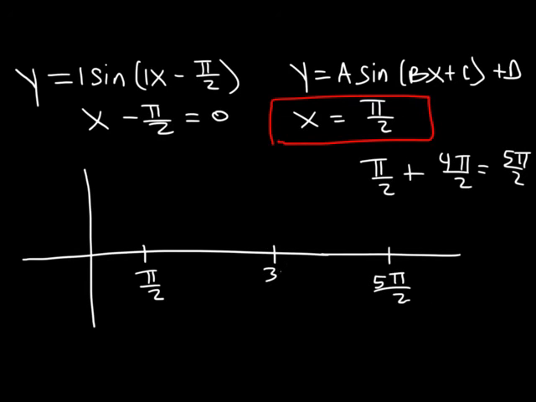So this is going to be 3 pi over 2. And you want to break it into 5 key points. This is 1 pi over 2. In between 1 and 3 is 2. 2 pi over 2 is pi. In between 3 pi over 2 and 5 pi over 2, we have 4 pi over 2, which reduces to 2 pi.